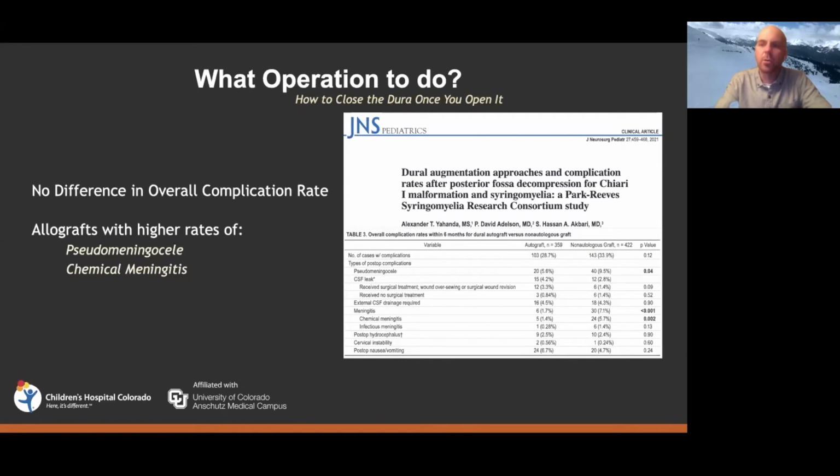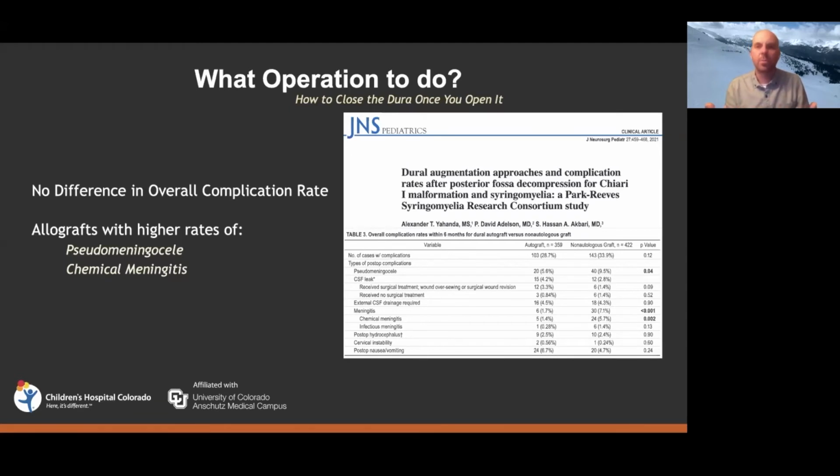So this is another Park-Reeves paper that we just published this year. And basically what it showed is that the total complication rates using either autograft, so a patient's own tissue, most commonly that's pericranium, so you make an additional incision just above your surgical incision and take a piece of pericranium, bring it down, sew it in, compared to using anything else, the overall complication rate was equivalent. However, there was a significant difference in terms of pseudomeningocele, so collection of fluid under the skin, and chemical meningitis.